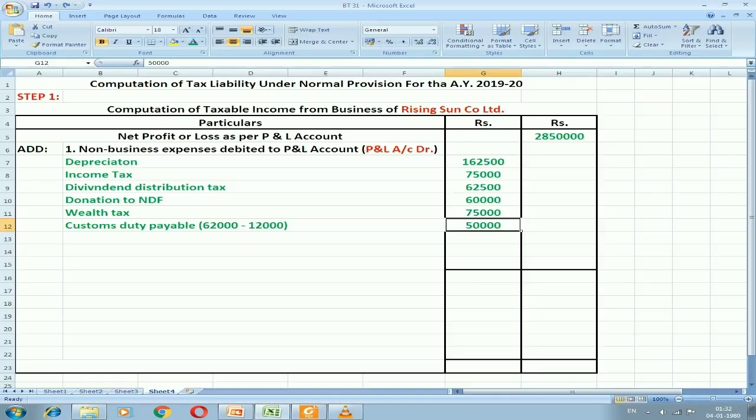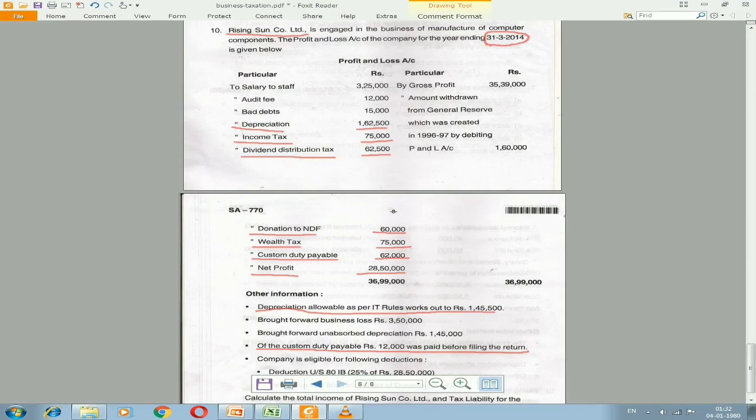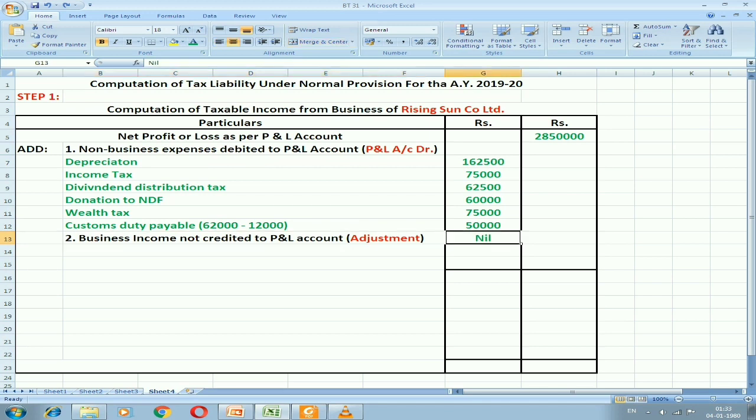Then we'll go with the second one, which is business income not credited to profit and loss account. For this we need to check the other information. Under that we don't have any income. As you can see, first one is expenses, next to our loss, custom duty which is already done, and also we have deduction. So that is the reason there will be no income. It will also be nil.